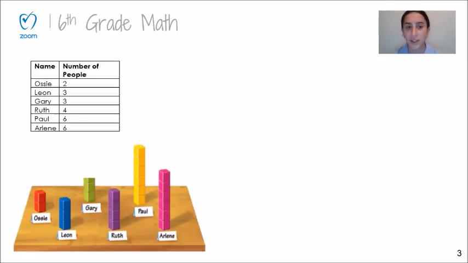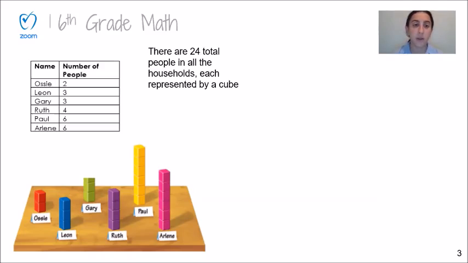Let's look at what I did to solve this problem. We know this given information that started at the problem, that was the data that Michelle collected. We also know that there are 24 total people in all of the households, each represented by a cube. I got that, 1, by counting all the cubes, and then 2, by counting all of the number of people that I see in that table.